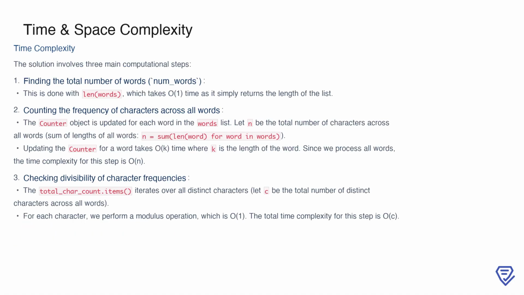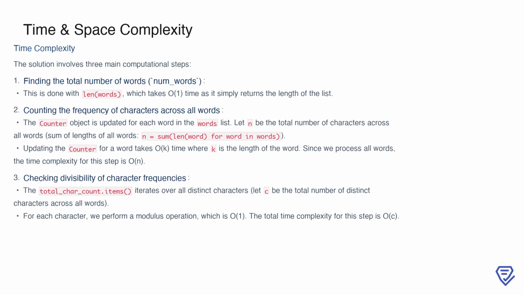When analyzing the time complexity of our solution, we can break it down into 3 main steps. First, finding the total number of words in the input list is straightforward and takes constant time, O(1), as it only involves checking the length of the list. Next, we compute the frequency of each character across all the words. This step involves iterating through each word and updating the counter object based on the characters in the word. If we let n represent the total number of characters across all the words, the time complexity for this step is O(n), since we process each character exactly once.